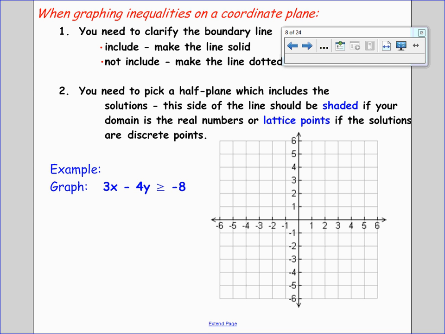We're going to pick the half plane, which includes the solutions. This is the side of the line that we're going to shade. We'll call this the feasible region. If our domain is discrete, where the solutions are lattice points rather than the real numbers, then we're just going to plot the solution points if we're dealing with lattice points.